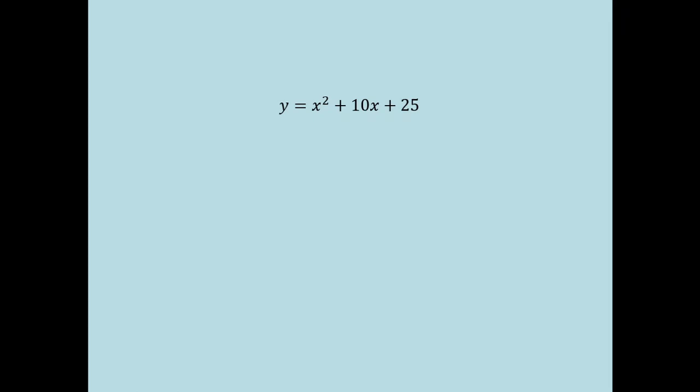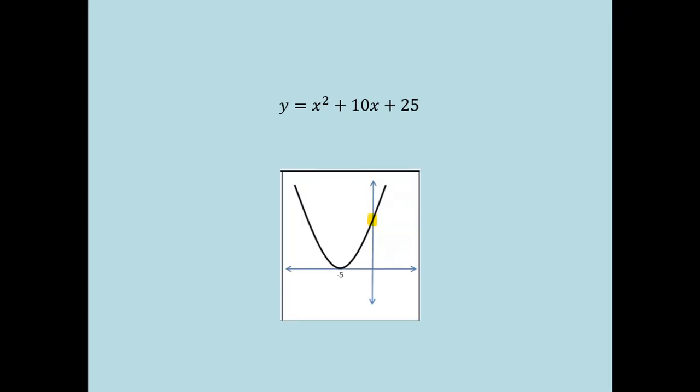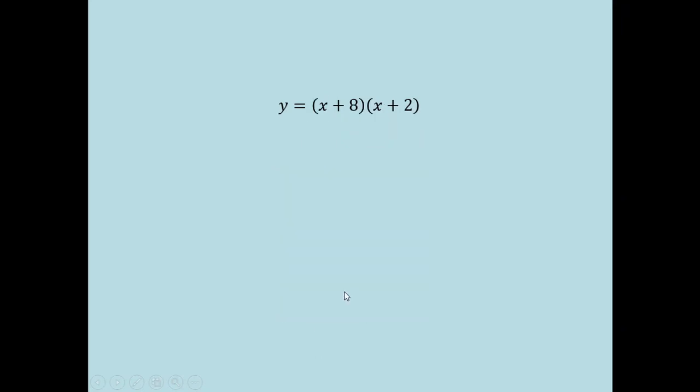Right, next I've got an expanded quadratic again. I know it's going to have a positive shape, and I know it's going to have a y-intercept of +25. If I complete the square, I can see that the root is at the vertex. When x is equal to -5, y is going to be equal to 0. That's point (-5, 0).